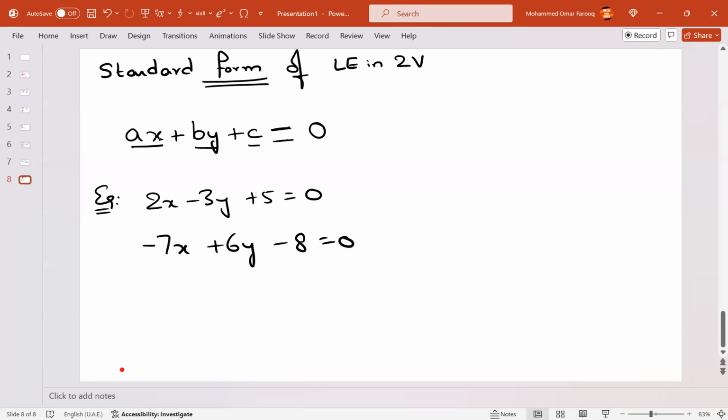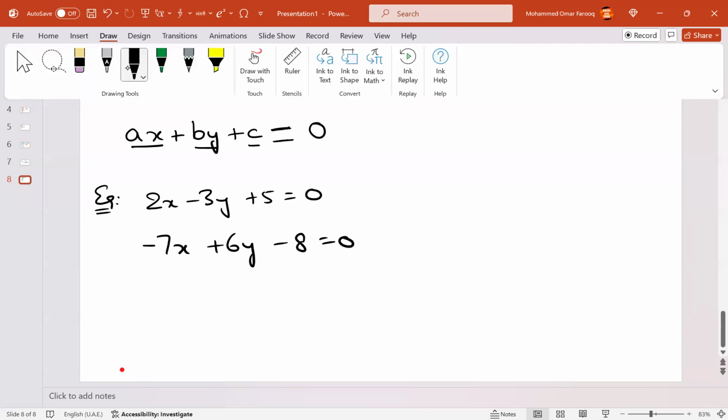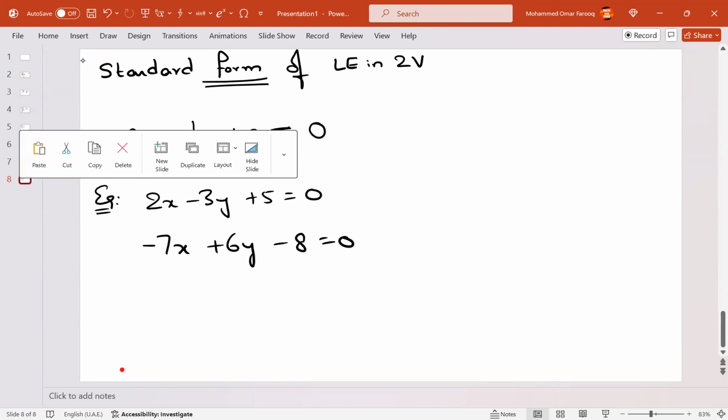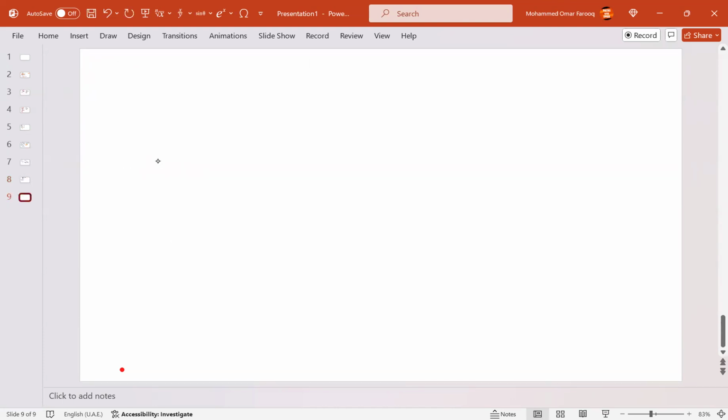Now, everybody understood the standard form of the linear equation in two variables? The first term will be the x term, the next term will be the y term, and after that the constant, and on the right-hand side we have 0. So we call this the standard form of linear equation in two variables. This is the first concept about linear equation in two variables in our textbook. Standard form.